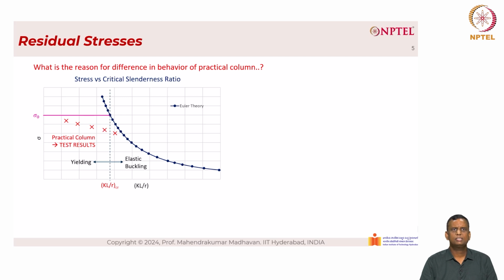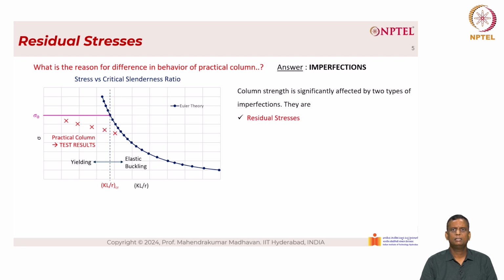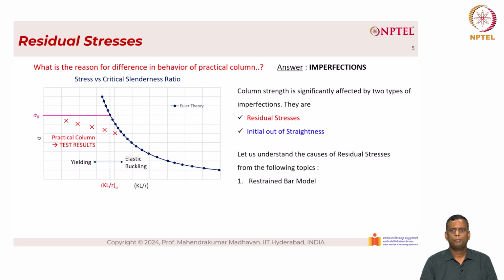So what are the reasons for the difference in the behavior of a practical column? The answer is imperfections. Column strength is significantly affected by two types of imperfections. They are residual stresses and initial out of straightness. Let us understand the causes of residual stresses from the following topics. The first topic is restrained bar model. The second one is welding of plates. The third one is a hot roll section.